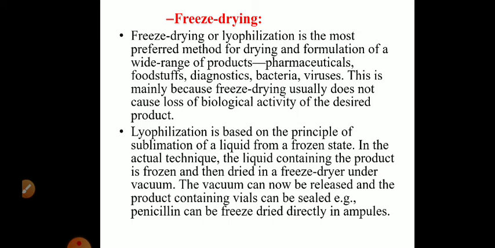In the actual technique, the product in liquid form is frozen, and then it is dried in a freeze dryer under vacuum. So the liquid is actually first frozen. After freezing, it is dried in a freeze dryer under vacuum. The vacuum can now be released, and the vials containing the product are sealed. So immediately the product is frozen, and then it is freeze dried and converted into powdered form.